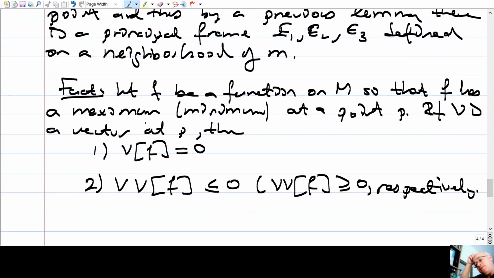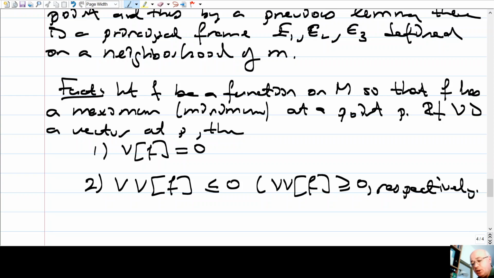So if f is a maximum, then this is negative. If f is a minimum, then it is positive. So this is a fact from calculus. Here, just note that this is not just a standard calculus fact, because we are on a surface and we don't have f prime, but we have the directional derivative of f.